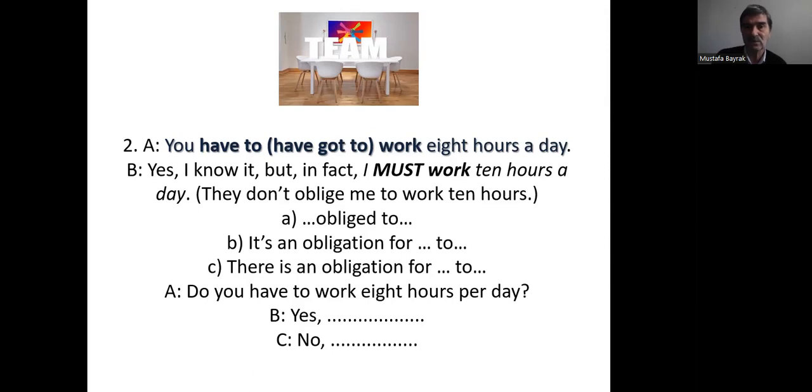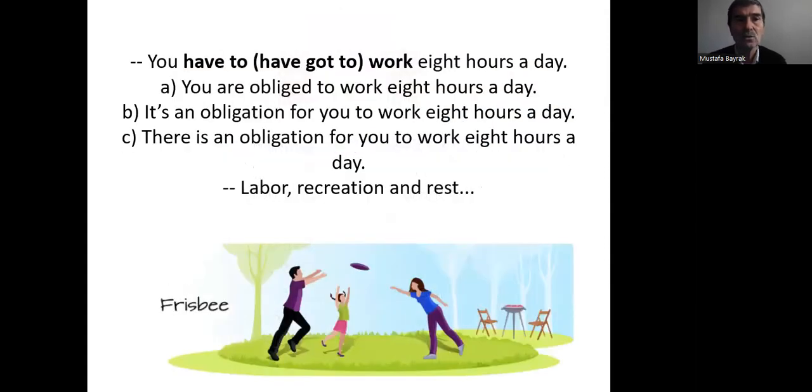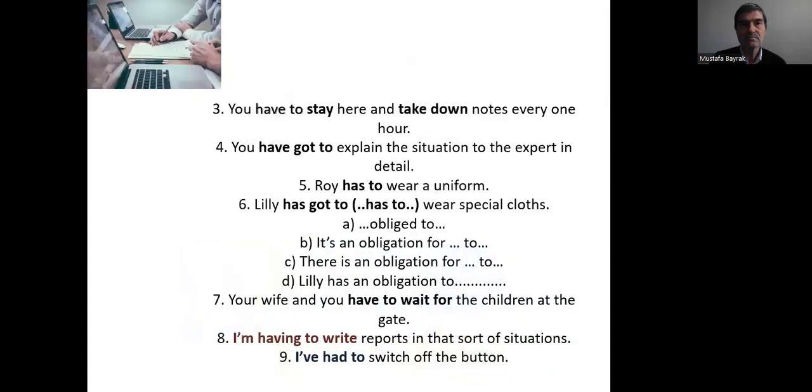Absence. Okay. Now, you have to, or you have got to work 8 hours a day. Yes, we studied this, but this sentence is like a motto: labor, recreation, and rest. And there must be a balance between labor, recreation, and rest. You have to stay here and take down notes every 1 hour. You have to stay here. You have got to stay here.